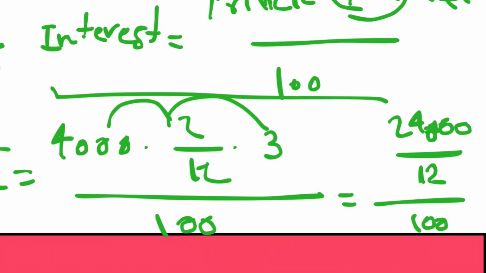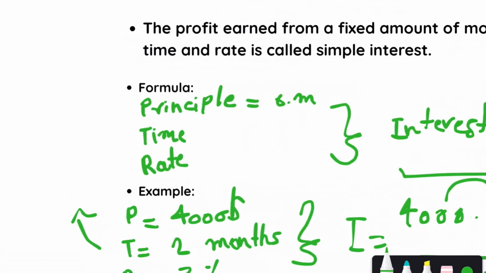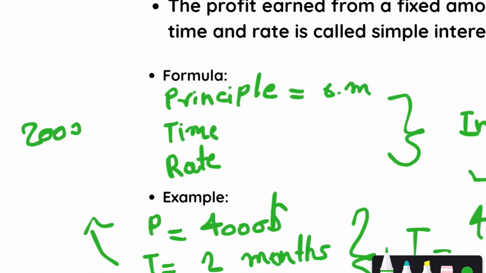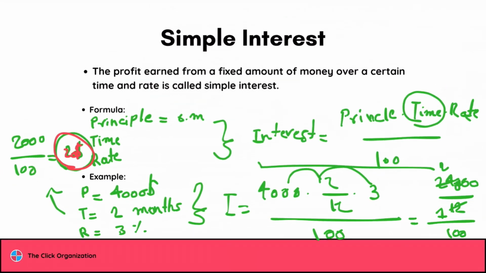So let's simplify this at the beginning. So 12 goes with 24, this is 1, and this is 2. So 2,000 divided by 100. Let's write it in here, okay? This is the continuation. So I have 2,000 divided by 100, and this will be $20, okay? So my profit is $20. And this is my answer. Hope you got that. This was the first one.